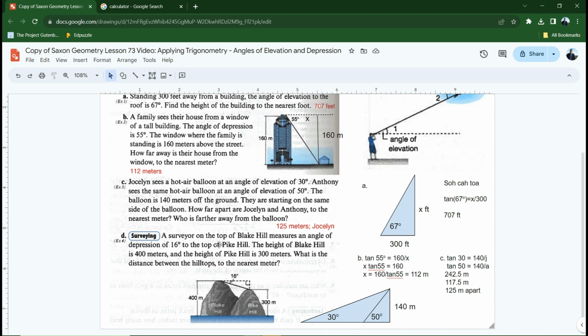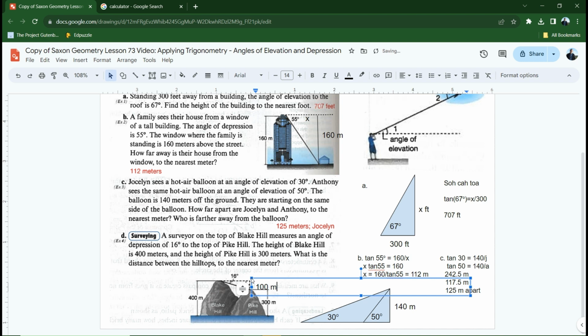All right. Lastly, a surveyor on top of Blake Hill measures an angle of depression of 16 degrees to the top of Pike Hill. The height of Blake Hill is 400 meters. The height of Pike Hill is 300 meters. What's the distance between the hilltops to the nearest meter? Now, here's what you need to do. We need to find this little height of this right triangle here that's pictured. If this is 400 and this is 300, do you see what this little height must be? That's right. It has to be 100 meters.